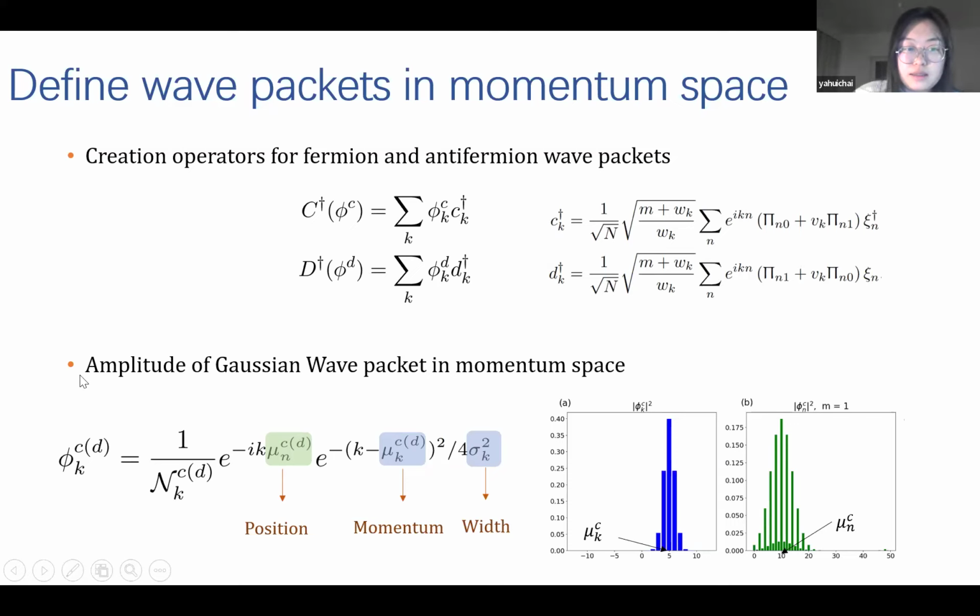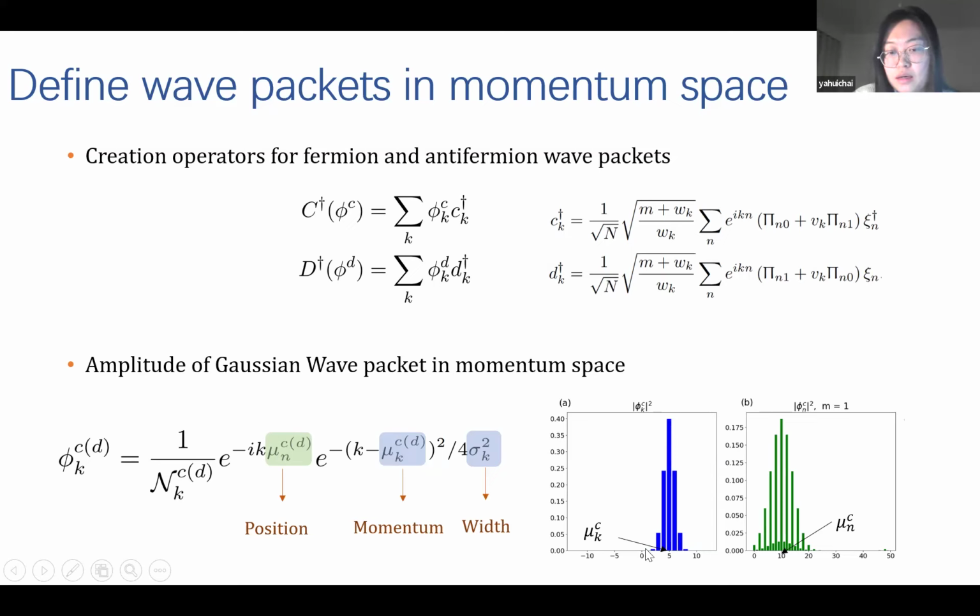And then let's see the coefficients. We define a Gaussian distribution in momentum space. Here the mu_n is related to the position of the wave packet in position space, the mean value mu_k is related to the momentum, and sigma_k is related to the width of the wave packet. So here is a simple example.